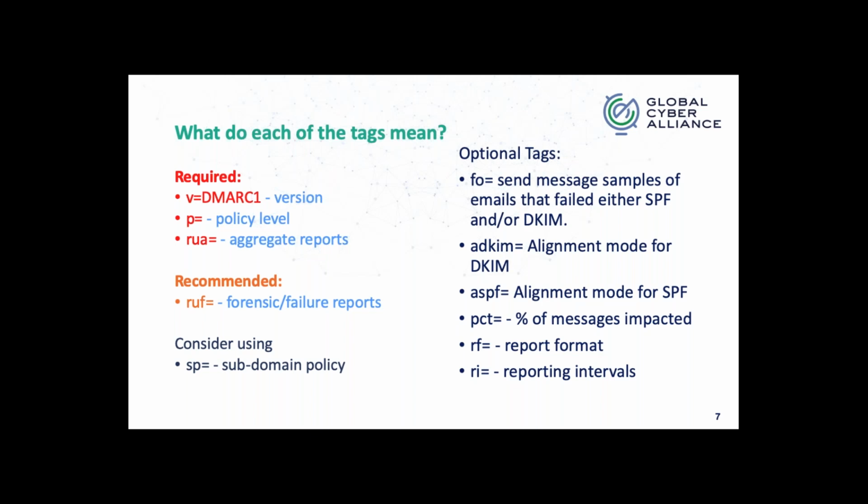The one I want to start with first is v=DMARC1. That's your version number. I'm starting with that because it is the very first tag you will always use when creating your DMARC policy. It must start with v=DMARC1. There is no version 2 or 3. You may have read about people calling it DMARC 2.0. It's not version 2, so it's not v=DMARC2.